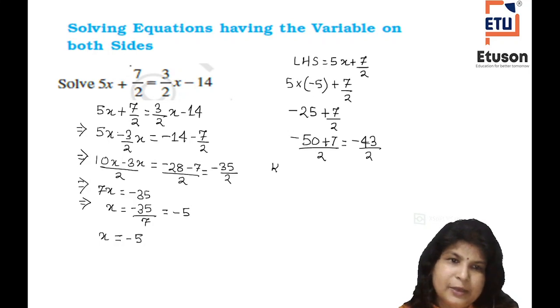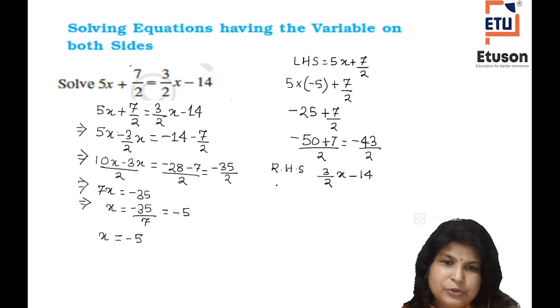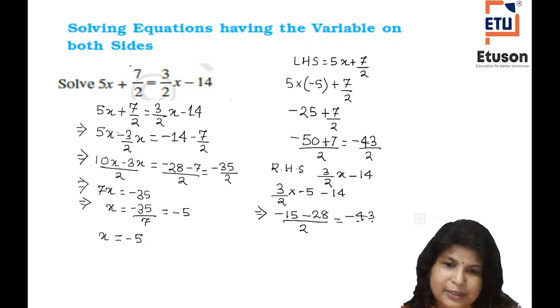Now let us check the right hand side of the equation. The right hand side is 3 by 2, into x minus 14. Again we put x is equal to minus 5, so that is minus 5 minus 14. It implies 3 into minus 5 is minus 15, and then minus 15 minus 14 is minus 43 divided by 2. So that is equal to minus 43 by 2.